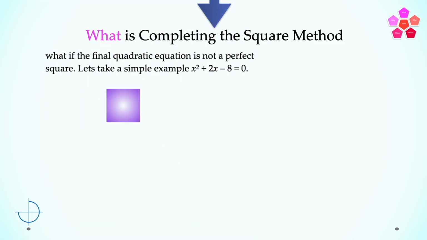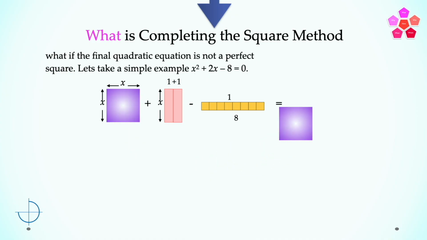So we have a square of side x symbolizing x squared. Then we have two rectangles of unit width with length x, and then we have 8 squares of each unit length 1. Here, if we use our imagination, we can just take the square of side x and add both the rectangles to two sides of the square and just add 1 unit square. This makes it a perfect square of x plus 1 whole square.